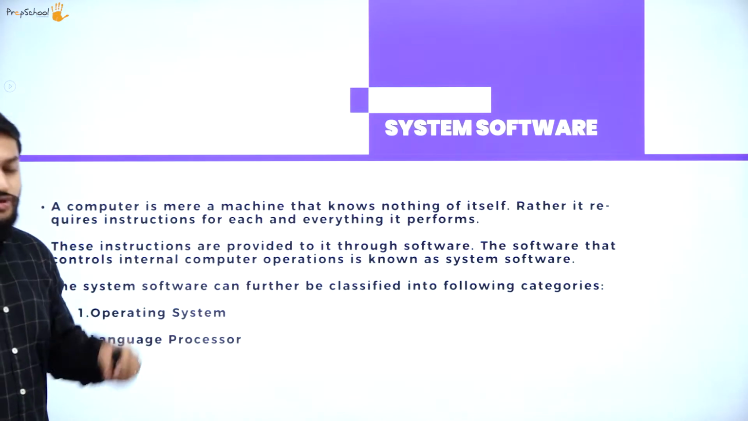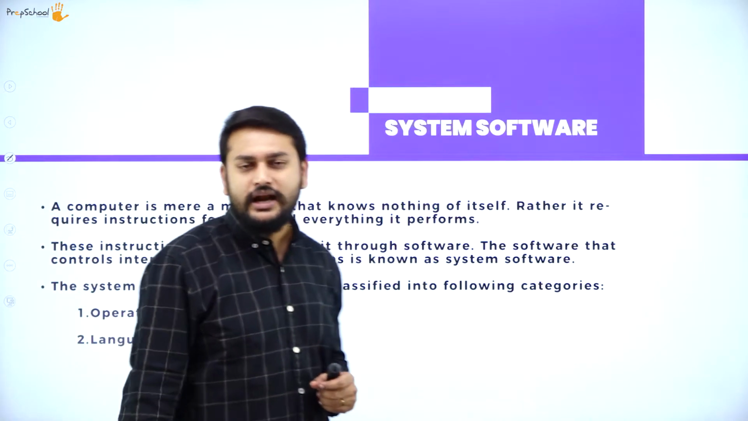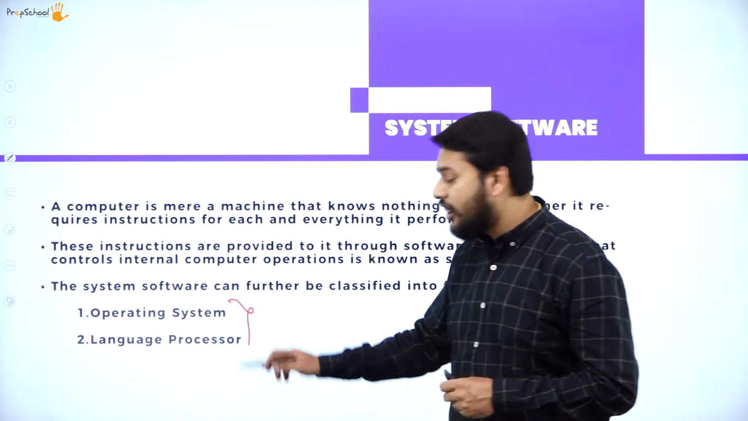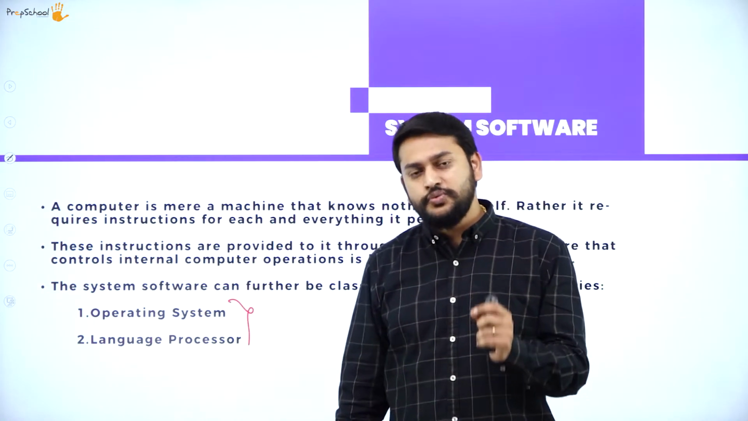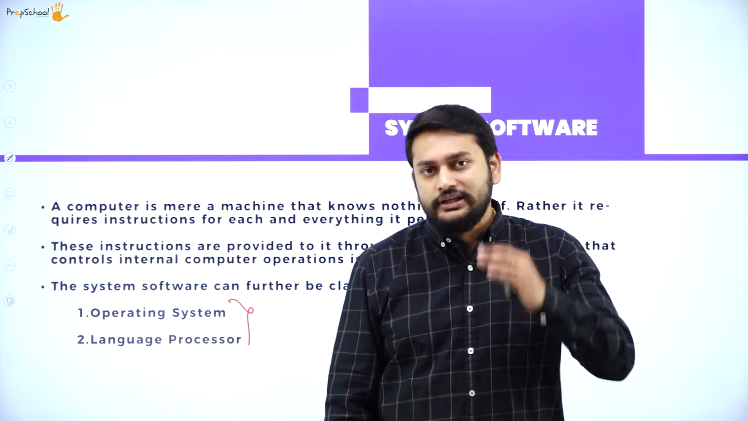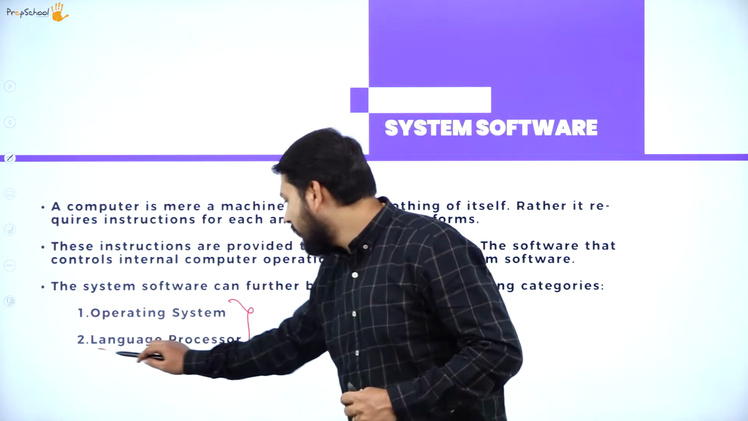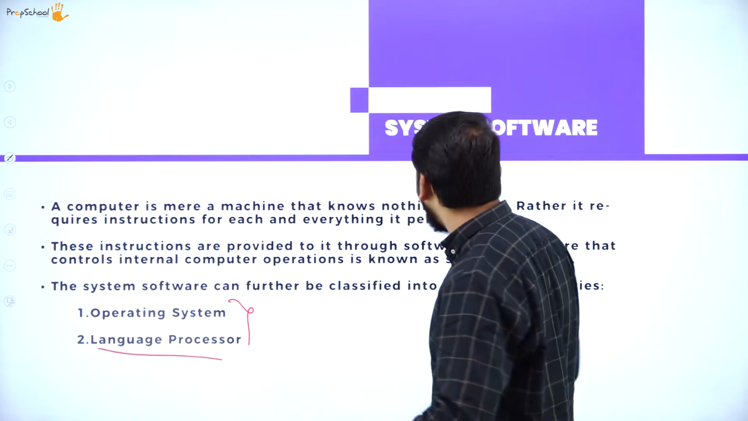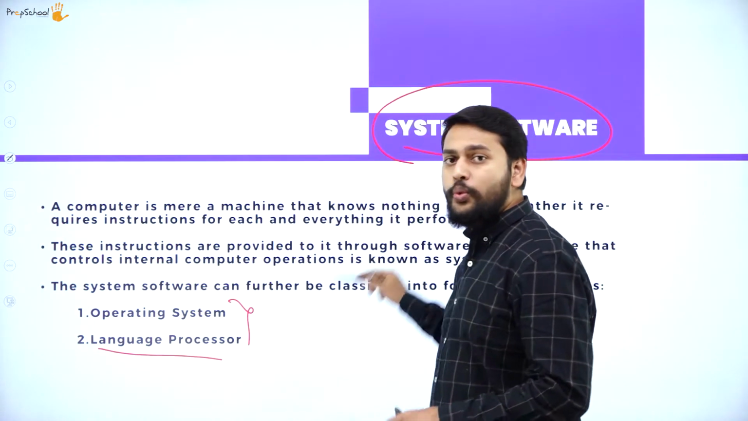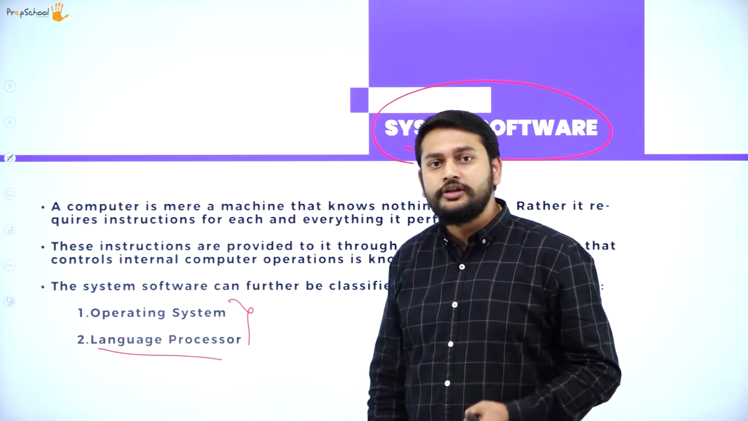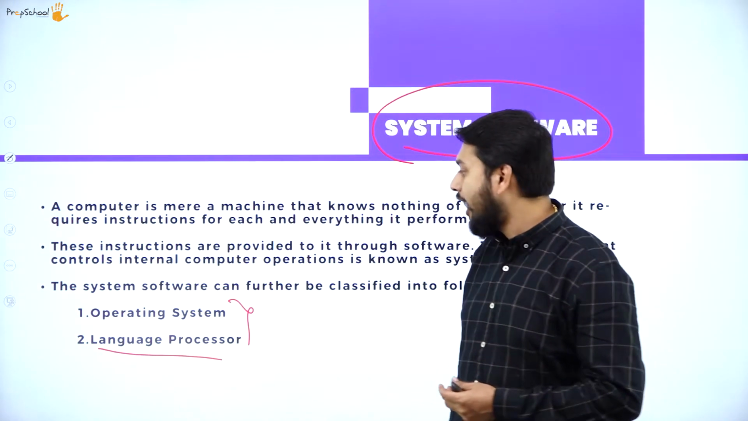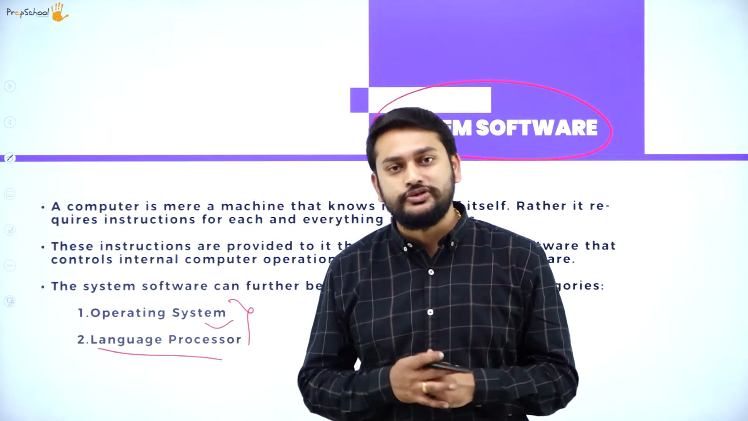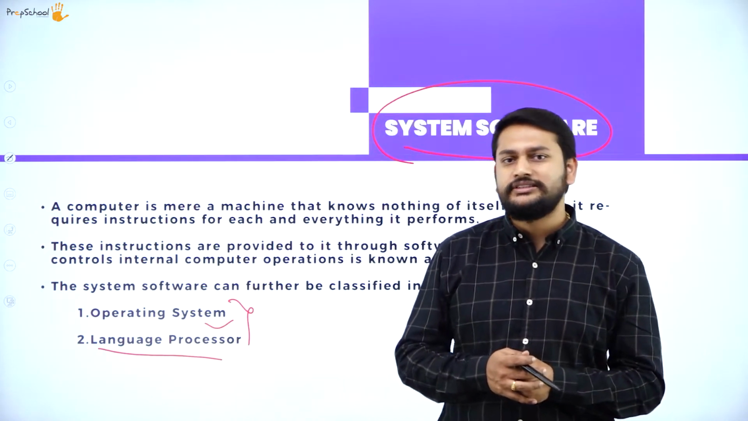When it comes to system software, what exactly should I know? You should never forget two things. The first one is the operating system and the second one is the language processor. I repeat, we have two types of system software. The first one we should never forget is the operating system, and the second one is the language processor.